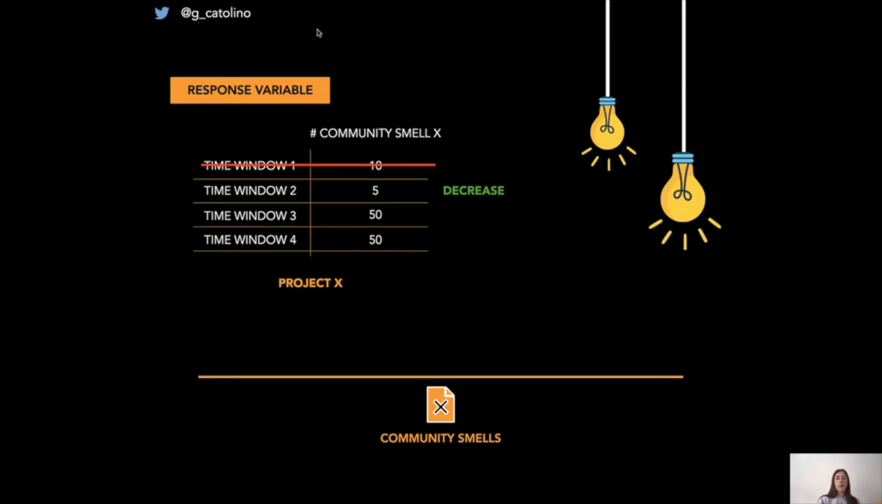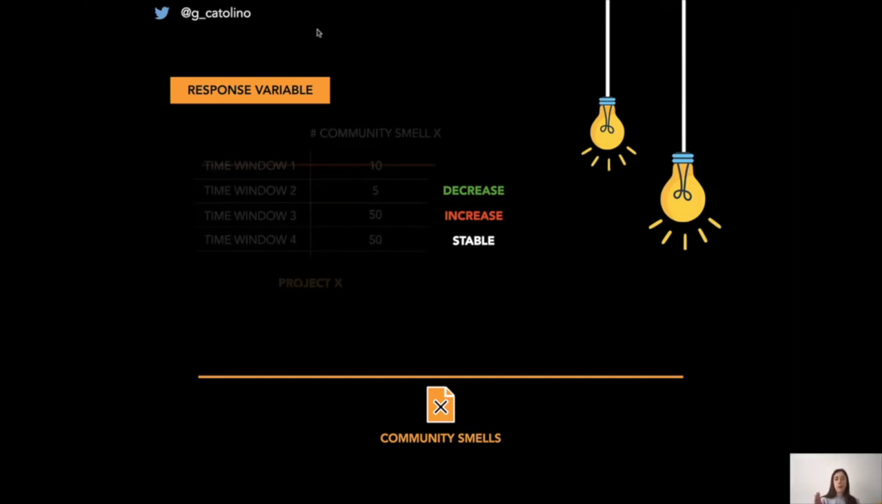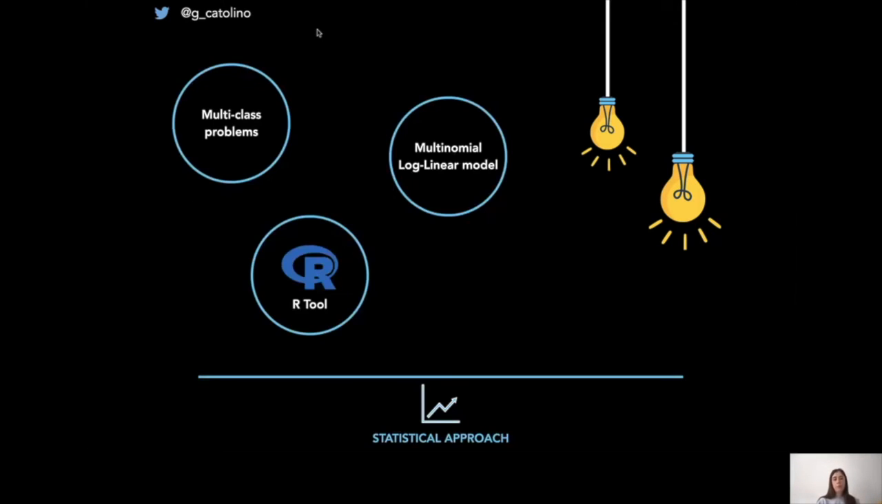So in this case, we now understand that the number of community smells decreased. So the number 5 is replaced by the nominal value decrease. In the following, the value increase, so the nominal value will be increased. And if the number doesn't change, it's stable. So this represents our response variable in our model.